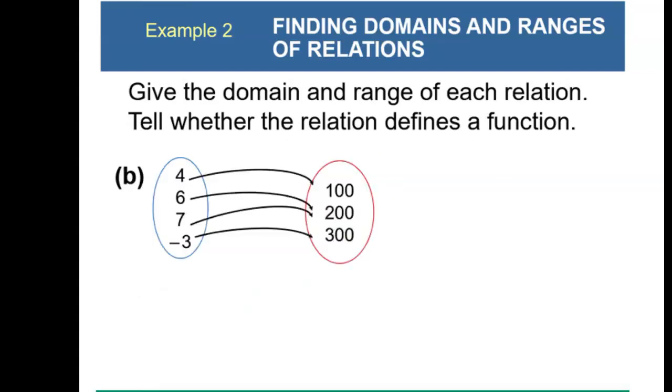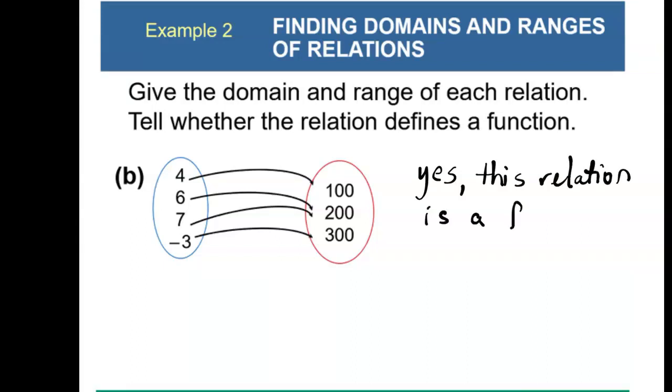Okay, another example. Here we are given the domain and range represented as a mapping. This relation does define a function. So yes, this relation is a function. The reason that it's a function, as we said before, is because the X values are not being mapped to multiple Y values. Each X value is paired with exactly one Y.